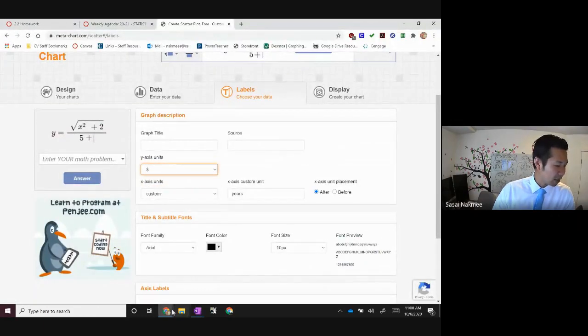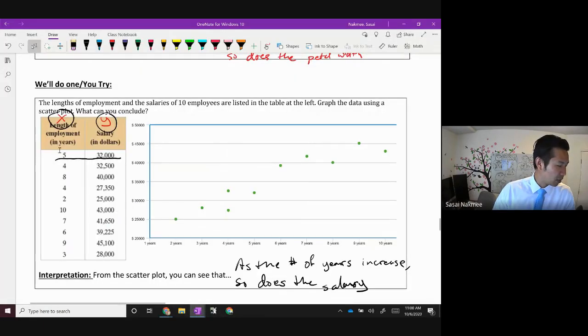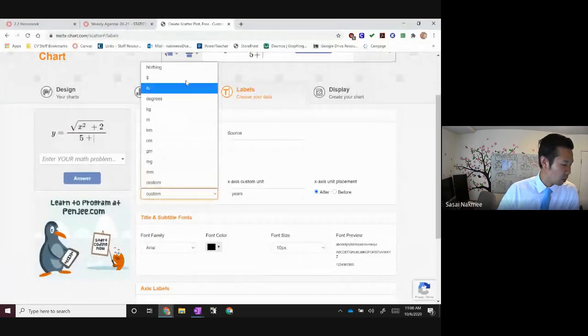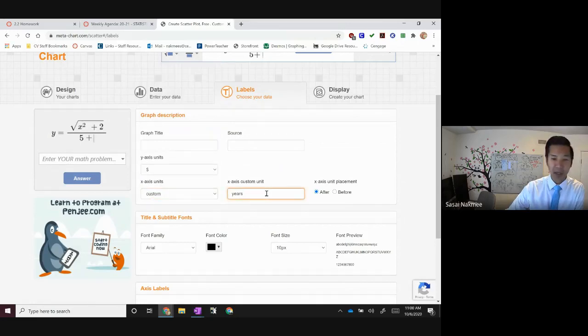The x-axis, based off the notes, is in years. And when I went to click on that for the x-axis, there was no years there. It only has like pounds, degrees, milligrams, millimeters, centimeters, all that stuff. So I went with custom and I just typed in years. That way it would show up as years on the bottom there.